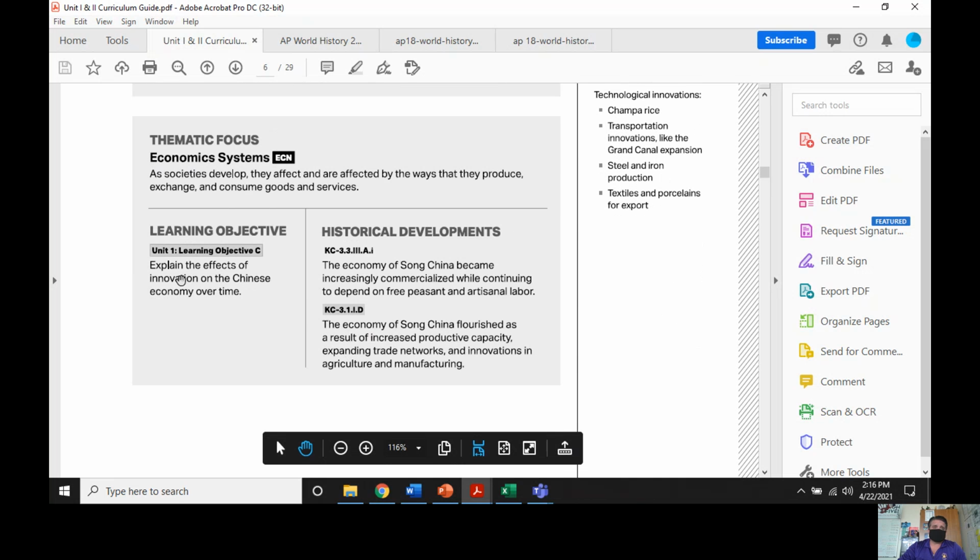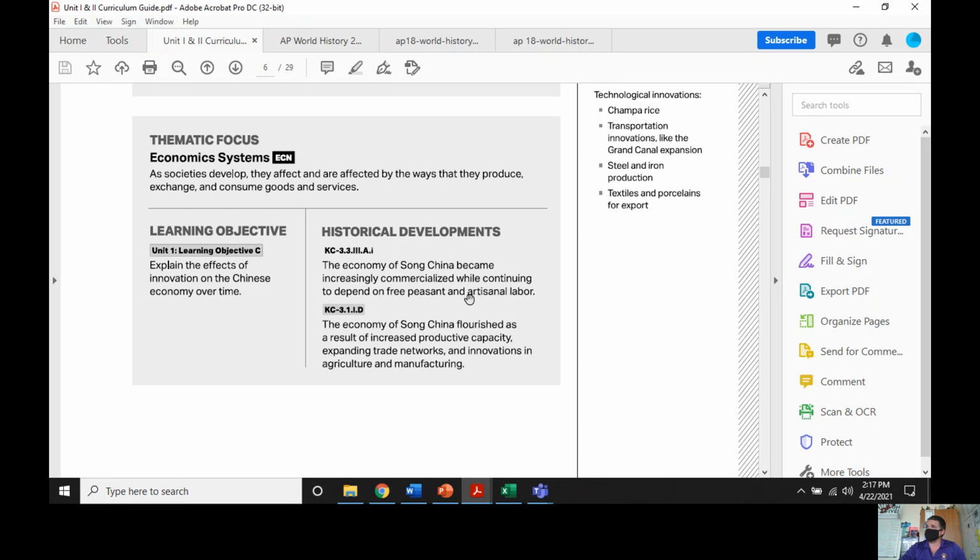Then finally, explain the effects of innovation on the Chinese economy over time. The economy of Song China became increasingly commercialized while continuing to depend on free peasant and artisanal labor. Commercialized. There's a lot of business there. They're making a lot of stuff, manufacturing silk and porcelain and iron and steel, some for domestic use, but mainly to export. Remember, China historically is the eastern end of the Silk Road.